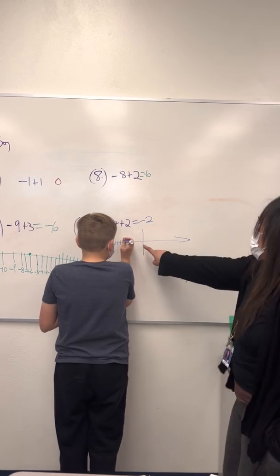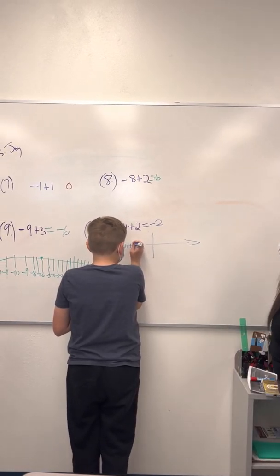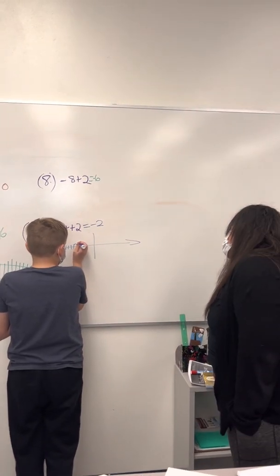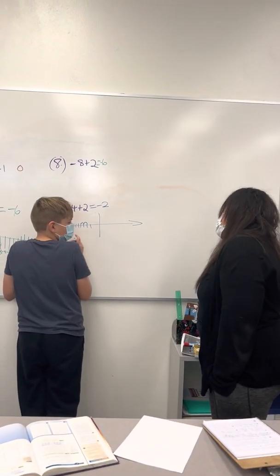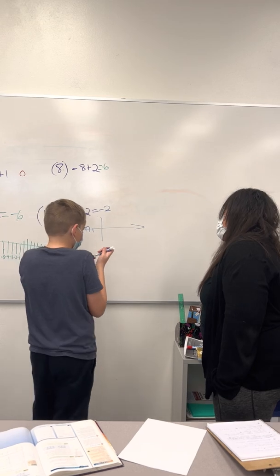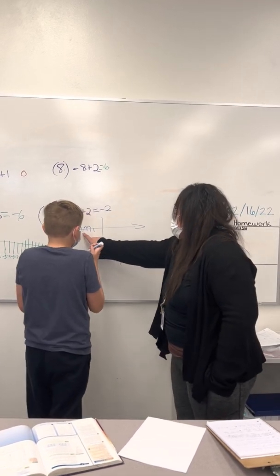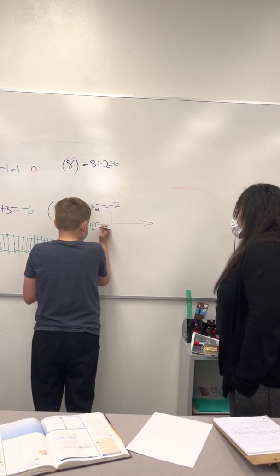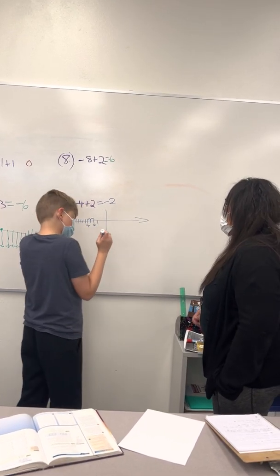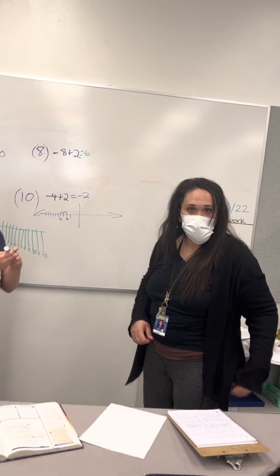Like, say you're on 4 right here, then jump 2 times. What's your answer? You get 2. So then it's 6. Okay, so what numbers there? 4, okay, negative 4. Good job. The negative goes on the other side, kiddo.